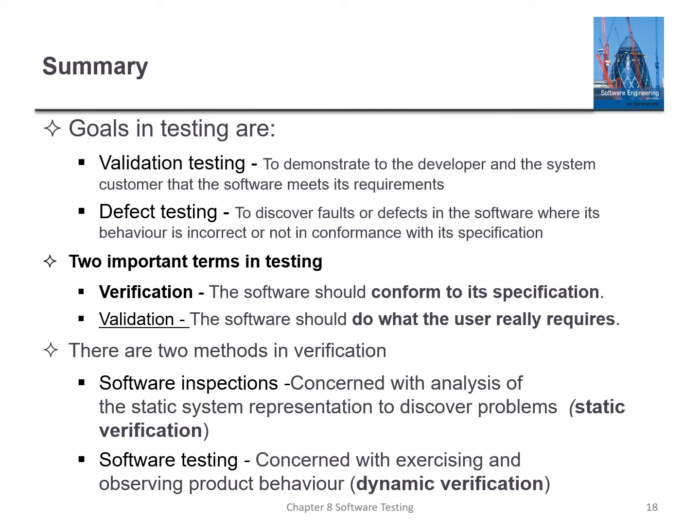One is software inspection. Software inspection is basically checking performed on the documentation related to design, analysis and testing, which is why it is called static verification, because it is performed without running the system. And the second one is software testing, whereby you exercise the system, running the test cases, and you are able to observe how the product behaves.